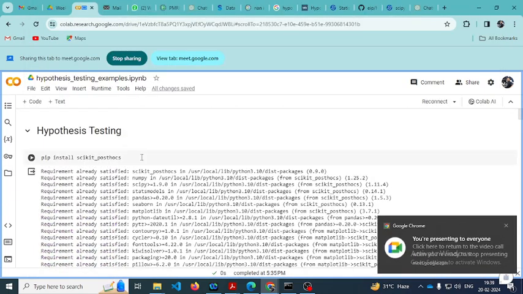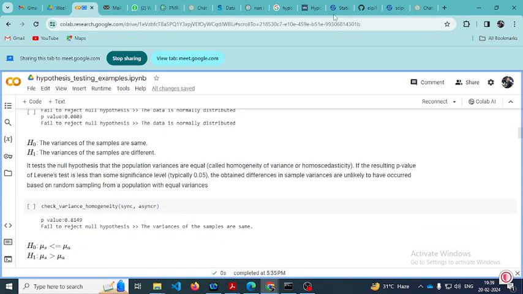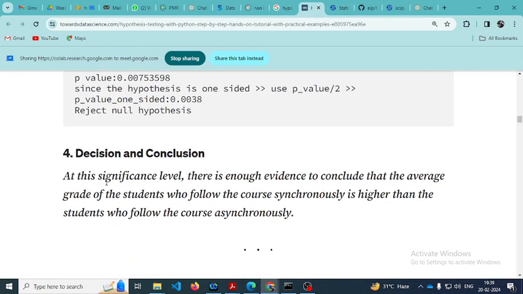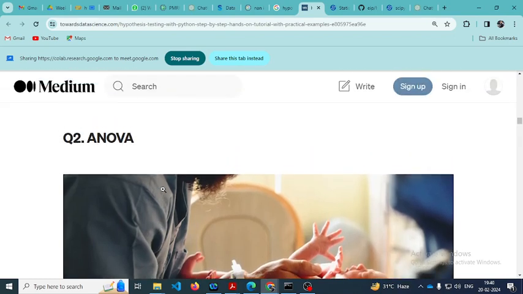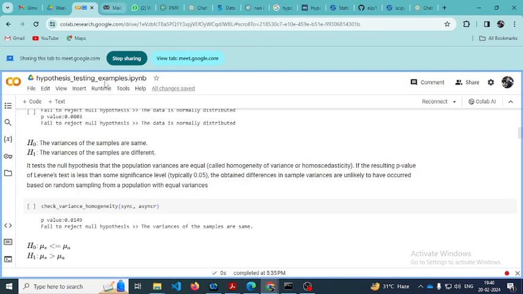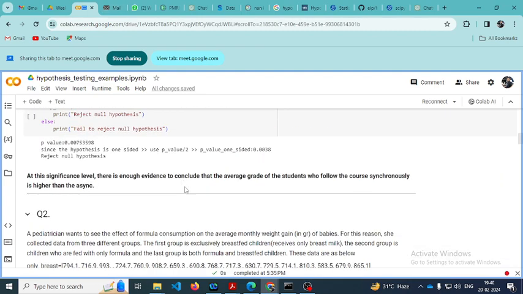Based on this, we can make some conclusion about the professor's question. This is enough evidence to conclude that the average grade of the students who follow the course synchronously is higher than the students who follow the course asynchronously. So we can make that conclusion. Now what we will do is have another statistical test, that is the ANOVA test. In which case we can go for the ANOVA test, we will see in the next example.